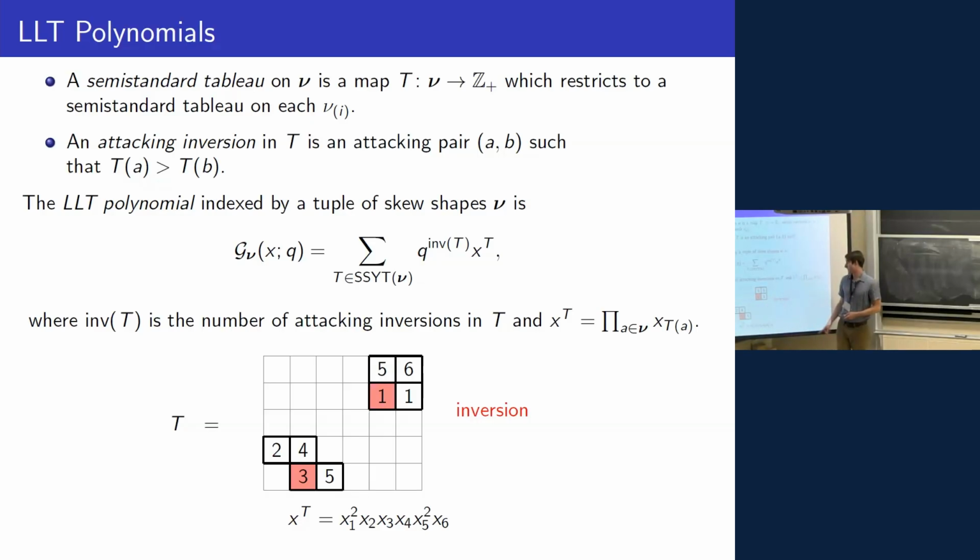Okay. Similarly, these two boxes are attacking, but it decreases, so that's an inversion. Inversion, non-inversion, non-inversion, inversion, inversion. So there are 4 inversions in this picture, and so this will contribute a q to the 4th times the x monomial that we would have expected from before. Okay, and this is how we define our LLT polynomials, from a combinatorial perspective.